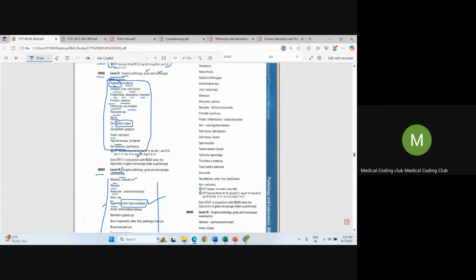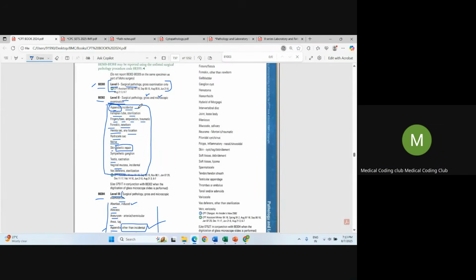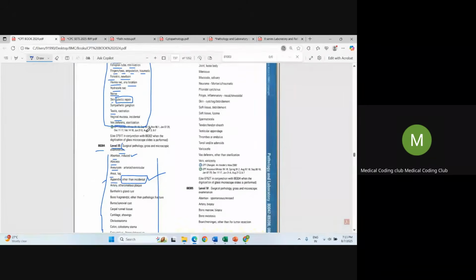In the same way, there are a few specimens which are repeated in many other levels, with a slight difference in the procedure variations. Like incidental here, the physician work will be a little less because he is already getting paid for the major abdominal surgery, and with that he is performing the appendectomy. Same incision site, so there will be a little less work. So you will be assigning the 88302 level. But when he is performing a planned one, then we have to go with 88304.